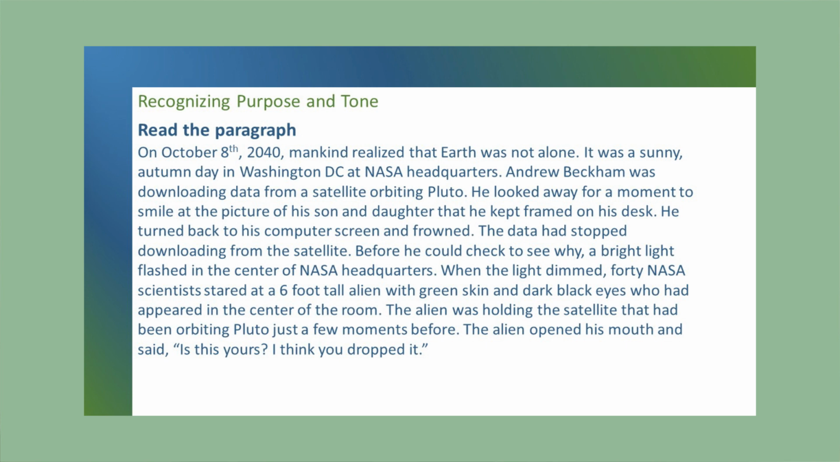On October 8th, 2040, mankind realized that Earth was not alone. It was a sunny autumn day in Washington, D.C. at NASA headquarters. Andrew Beckham was downloading data from a satellite orbiting Pluto. He looked away for a moment to smile at the picture of his son and daughter that he kept framed on his desk. He turned back to his computer screen and frowned. The data had stopped downloading from the satellite. Before he could check to see why, a bright light flashed in the center of NASA headquarters. When the light dimmed, 40 NASA scientists stared at a 6-foot-tall alien with green skin and black eyes, who had just appeared in the center of the room. The alien was holding the satellite that had been orbiting Pluto just a few moments before. The alien opened his mouth and said, "Is this yours? I think you dropped it."